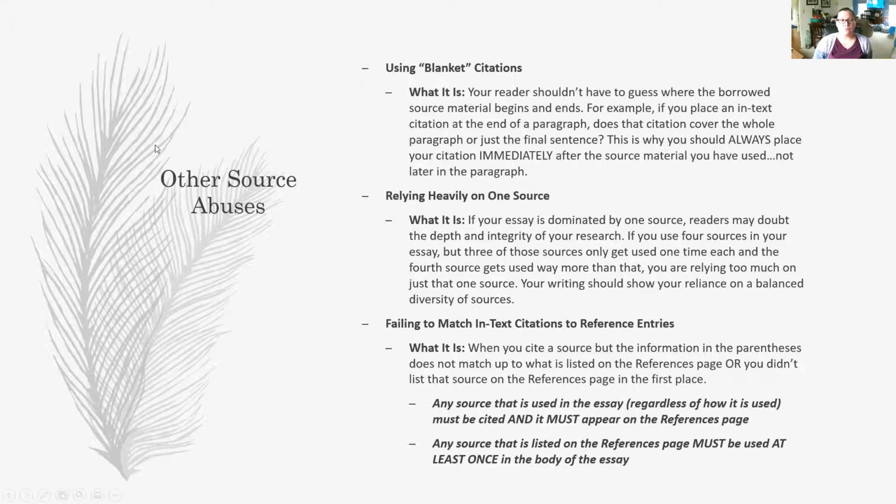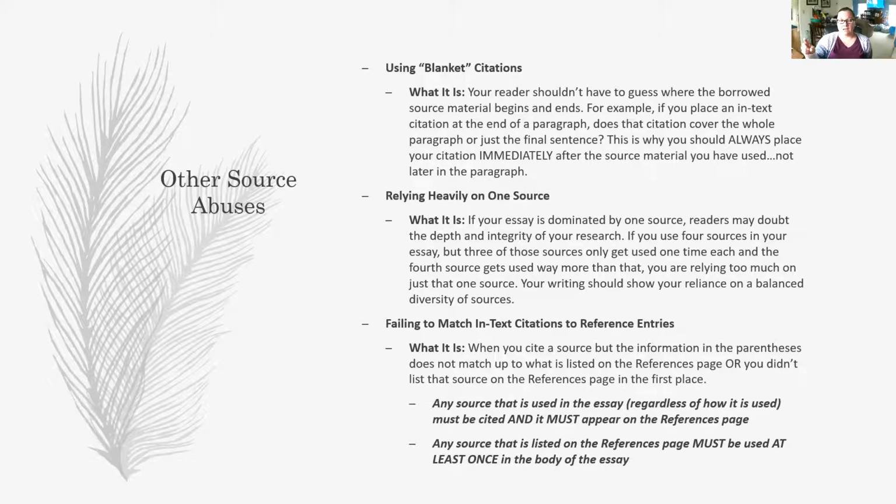Blanket citations are when you have a paragraph with information that came from a source, and then at the very end of the paragraph is a citation. This is problematic because if the citation is right there at the end, that tells me it should mean the very last part of that paragraph came from that source. But if so, that means you haven't followed up on that source material. You haven't explained it and connected it.